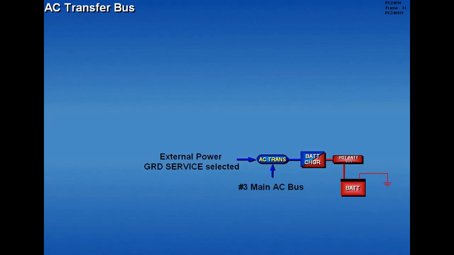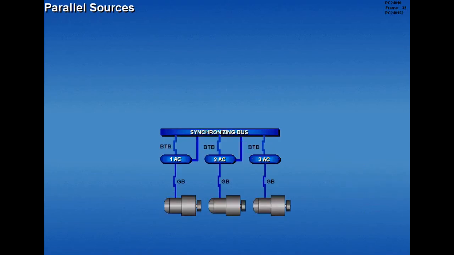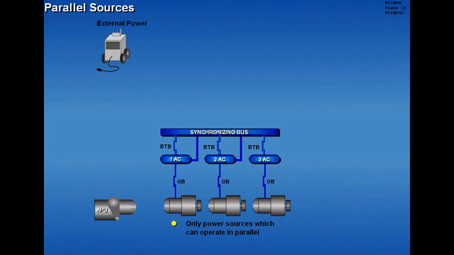The AC transfer bus provides power for ground servicing and battery charging. The AC transfer bus can be powered by the number 3 main AC bus or external power when ground service is selected. The engine-driven generators are the only power sources which may be operated in parallel. APU and external power cannot be paralleled with each other or with the engine generators.